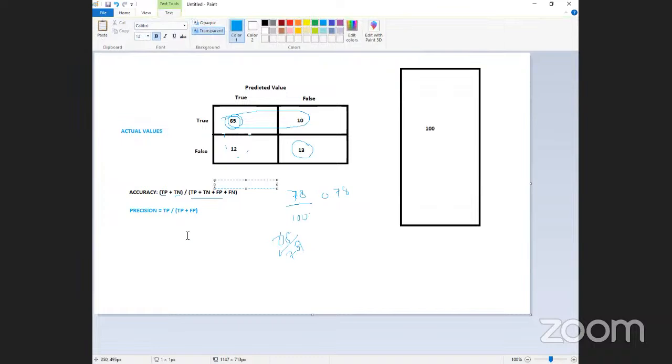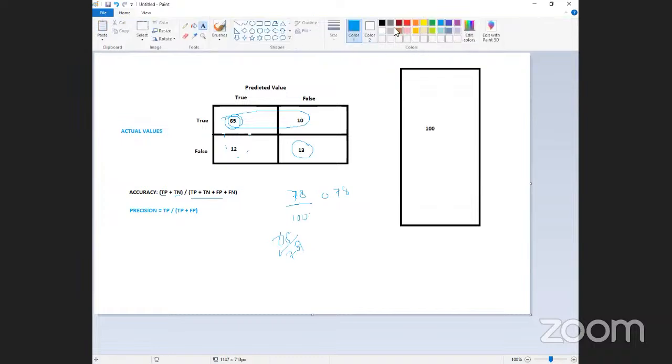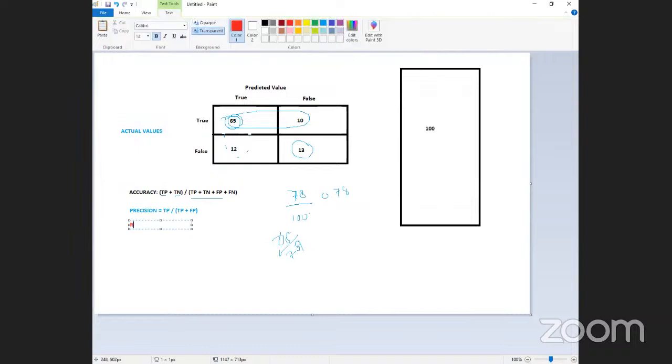Okay, I'm going to write the true positive. So recall should be like this: true positive divided by true positive plus false negative. It says how much is actually predicted.